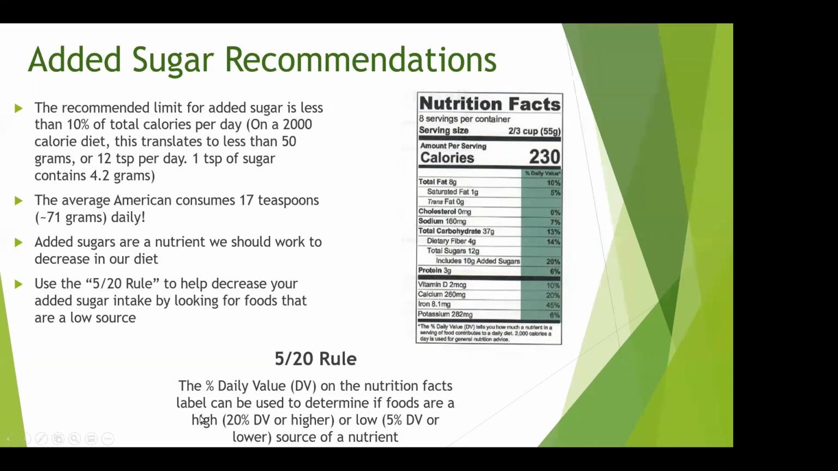Let's look at a couple other nutrients just for a little practice. For example, if you look at the bottom of the label, you can see that iron at 8.1 milligrams is 45% of your daily value. So this food is also a high source of iron. It's actually a very high source of iron.